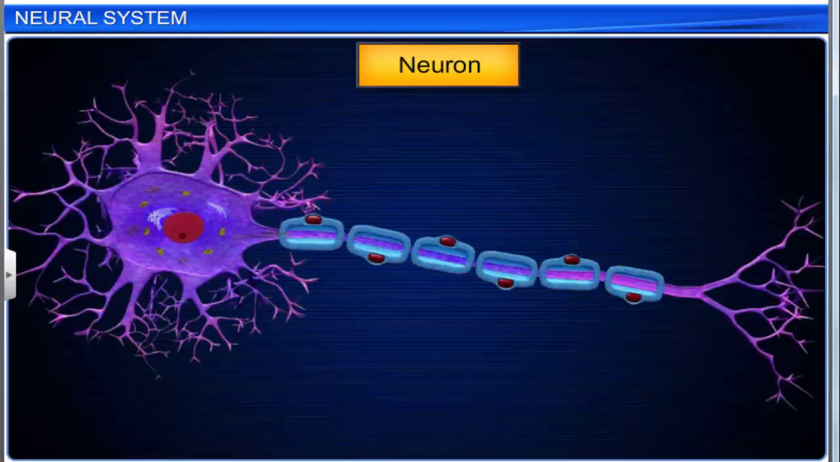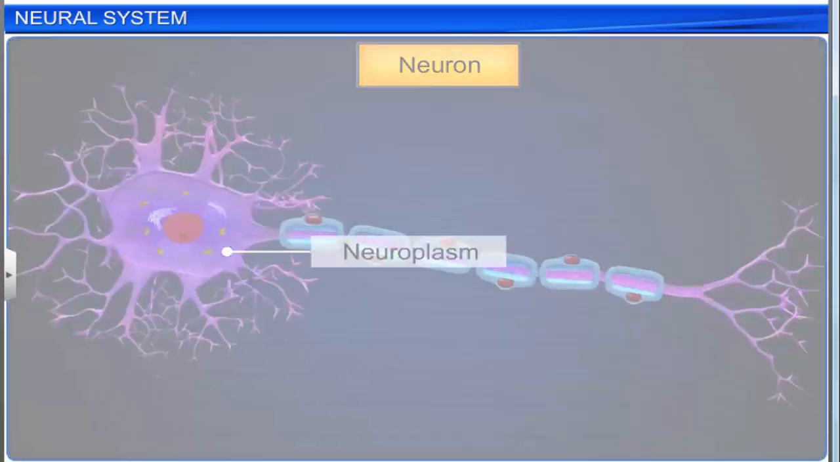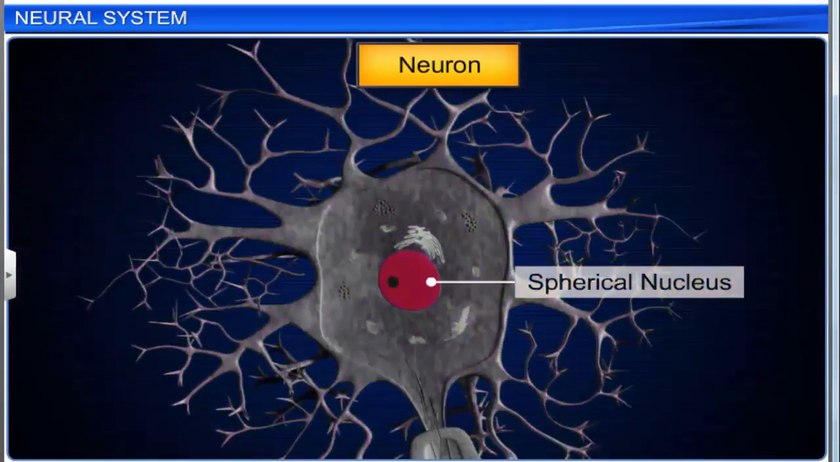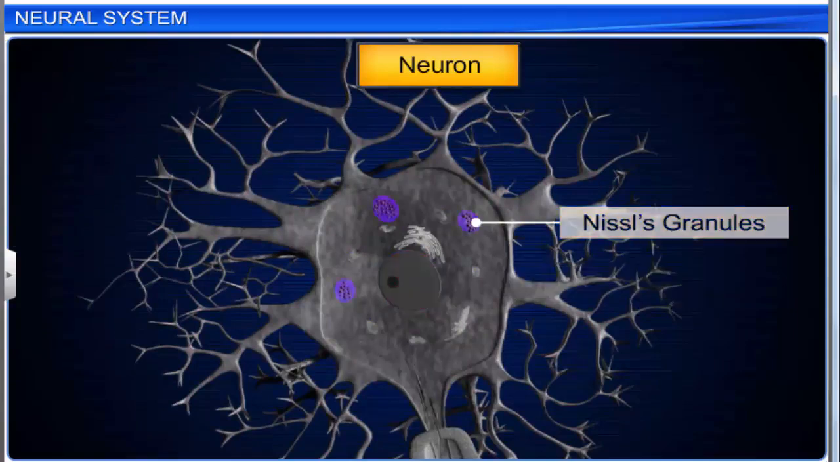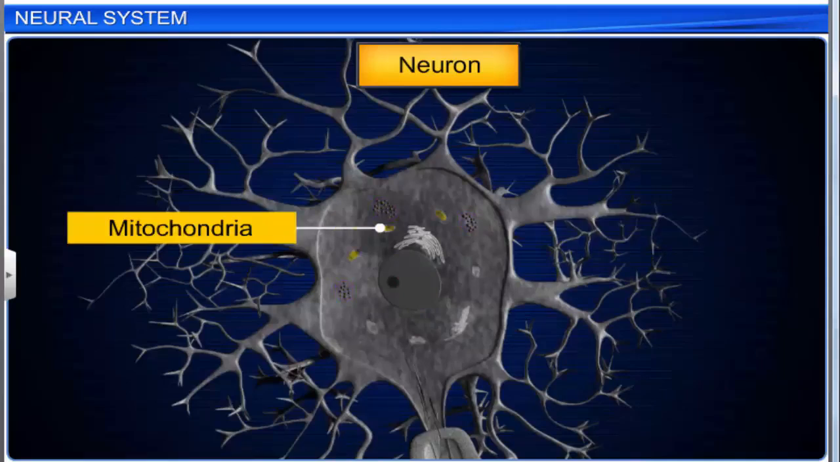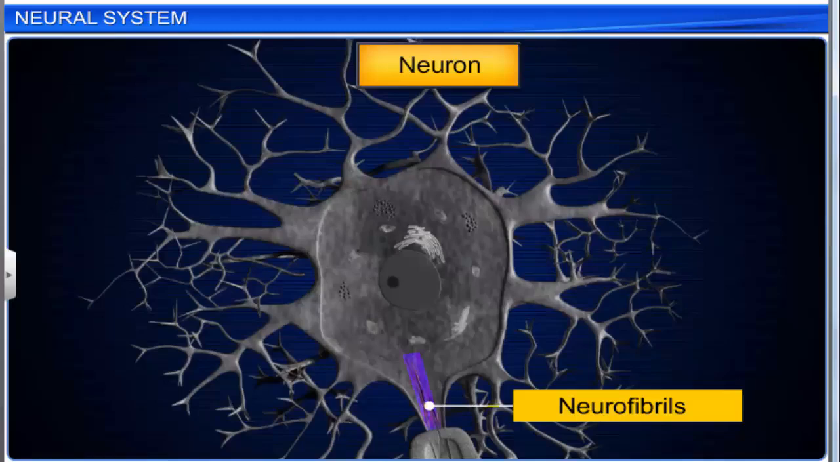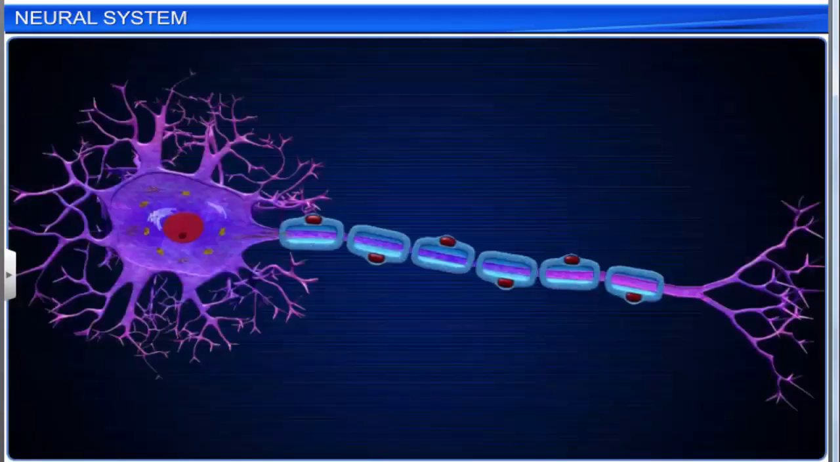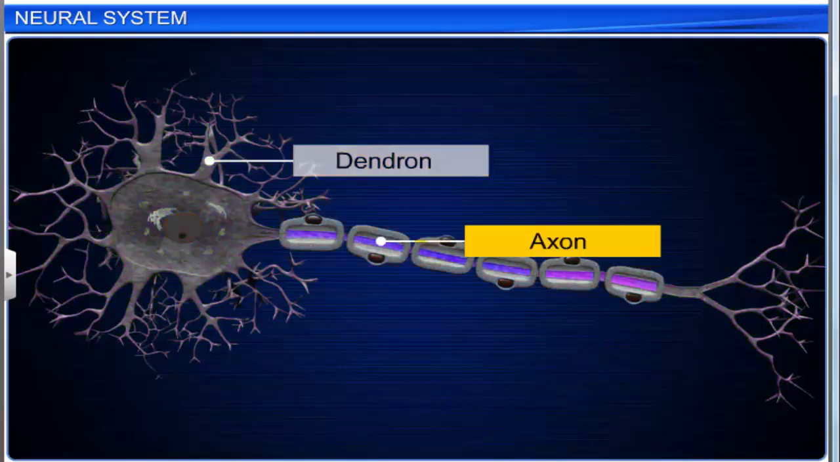It contains granular cytoplasm, also called neuroplasm. The neuroplasm contains a large spherical nucleus, granular bodies called Nissl's granules, which help in protein synthesis, a large number of mitochondria to provide high energy for the conduction of impulses, and thread-like neurofibrils, which help in the conduction of impulses. Nerve processes are of two types, dendrons and axons.